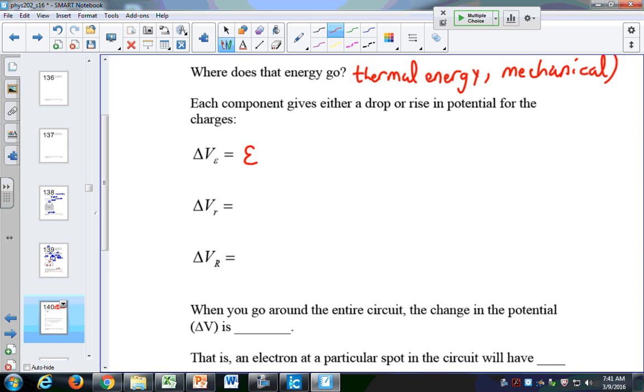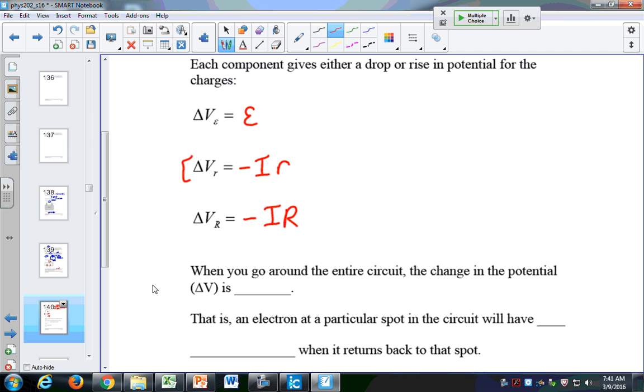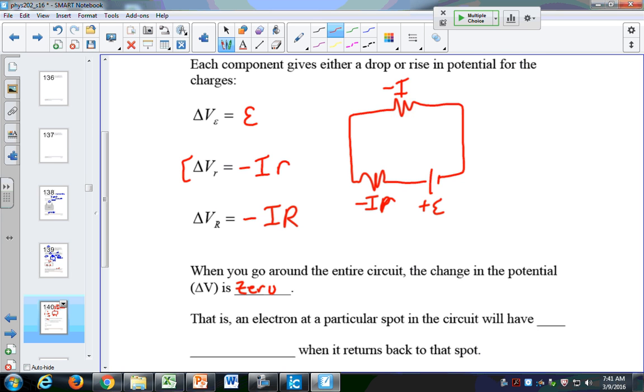So each component has either a drop or a rise. This is E. This is minus I times little r. That's the potential across the internal resistance. And then this is going to be minus I times R. Now when you go around the entire circuit, the change in the potential is going to be 0. So if I imagine my circuit again, I have my little r, there's my big R. As I said, I get a positive E here, a minus Ir here, and a minus IR here.